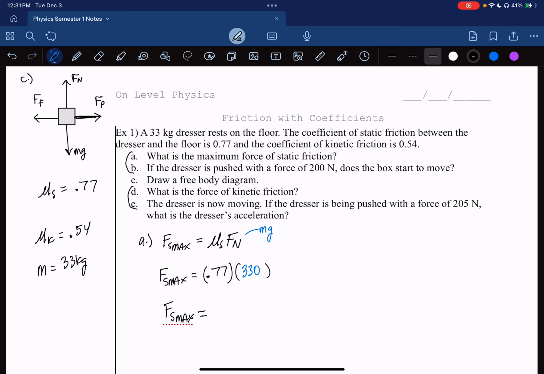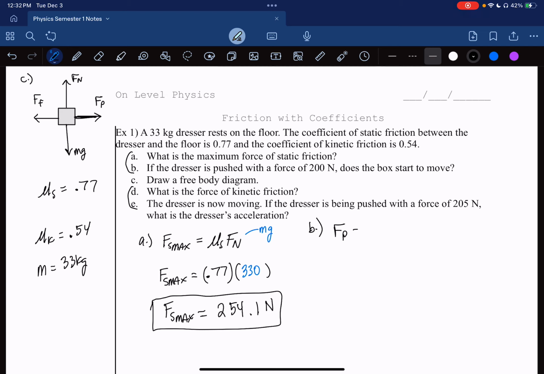So that's 0.77 times 330. That's 254.1 newtons of force. So remember, this is the minimum amount of force we need to push with to get an object to move. We have to overcome that force. We have to be greater than that force to get it to move.